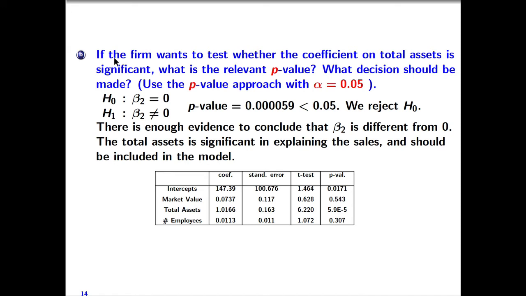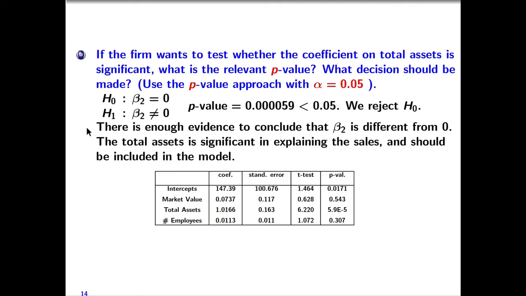Question number 2. If the firm wants to test whether the coefficient on total access is significant, what is the p-value? What decision should be made? Use the p-value approach with alpha equals 0.05. Step number 1, we state H0 and H1. H1: beta 2 not equal to 0, versus H0: beta 2 equals 0. Now, the p-value is 0.00059 from the table, and this value is less than alpha, 0.05, and we reject H0.